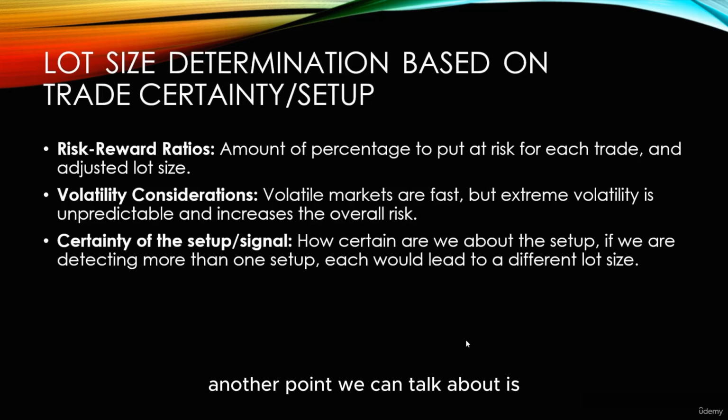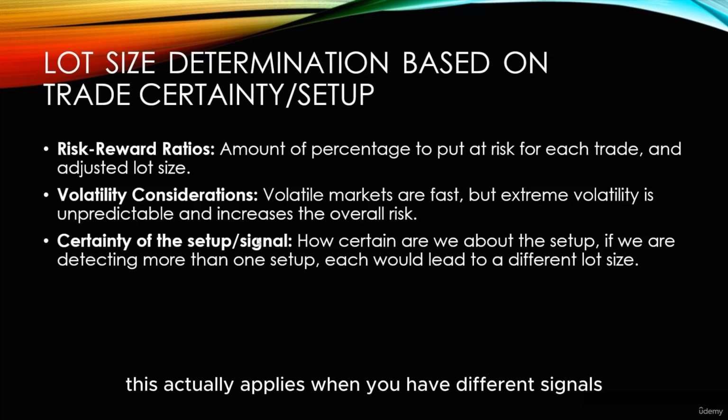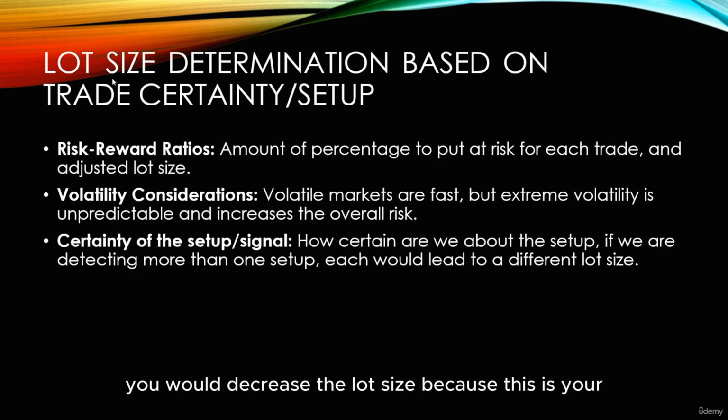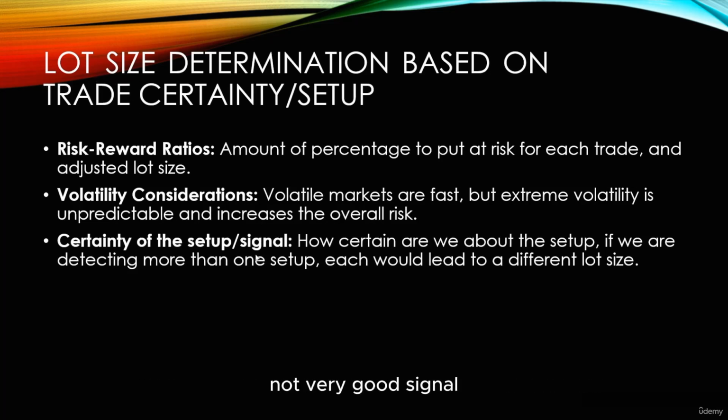Another point we can talk about is how certain are you about your signal? This actually applies when you have different signals. If you have 2 or 3 different signals that you are using for your trading, and you notice that one of the signals is not as good, then when this signal is triggering your entry to the market, you would decrease the lot size because it is not your very good signal. But if your best signal is triggering your entry to the market, in this case, take advantage and increase your lot size. This also can be pre-programmed in Python.